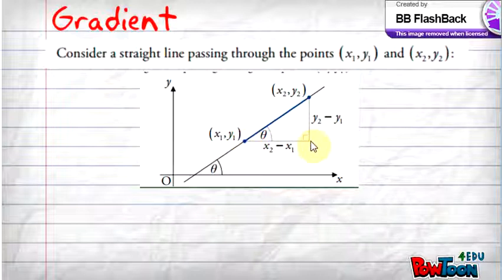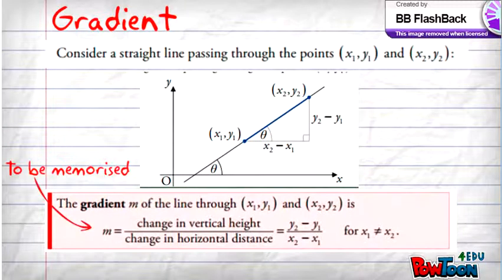So that's the horizontal, that's the vertical. It's the vertical over the horizontal. Again, you've got to remember that, and the gradient, which is usually written as m, change in vertical over change in horizontal, is the difference in the y coordinates, y2 minus y1, over the difference in the x coordinates, x2 minus x1. We'll come back to this part later.